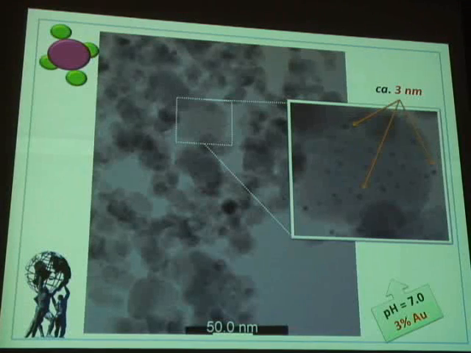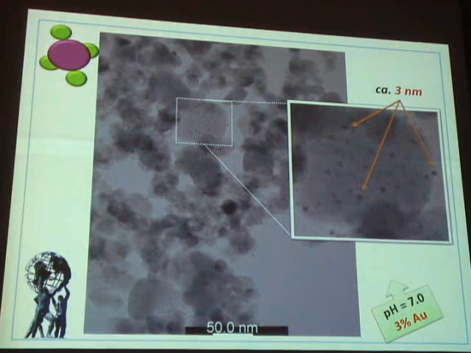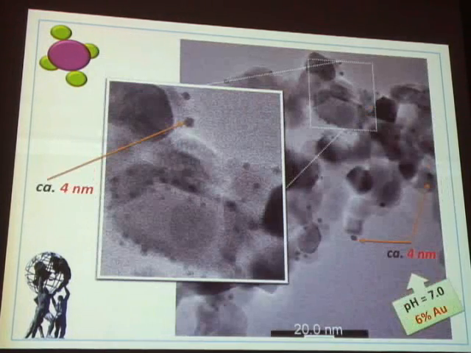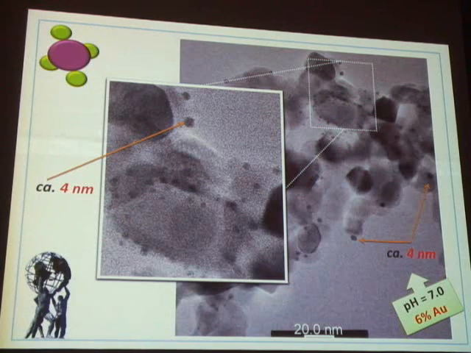But in contrast, at the higher pH of 7, we can see many small gold particles dispersed on the surface of titanium. The particle size is about 3 nanometers. And when we increase the amount of gold, we also get gold highly dispersed on the surface of titanium with a particle size of about 4 nanometers.